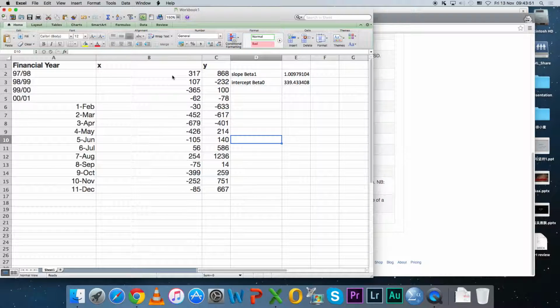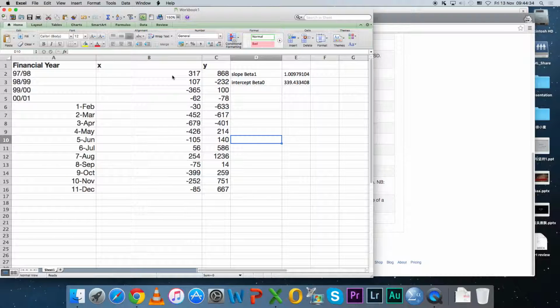Okay, now we get the two values, which is the predicted y is equal to 1.009798 x plus 3.9394. Okay, this is the linear regression model we created.